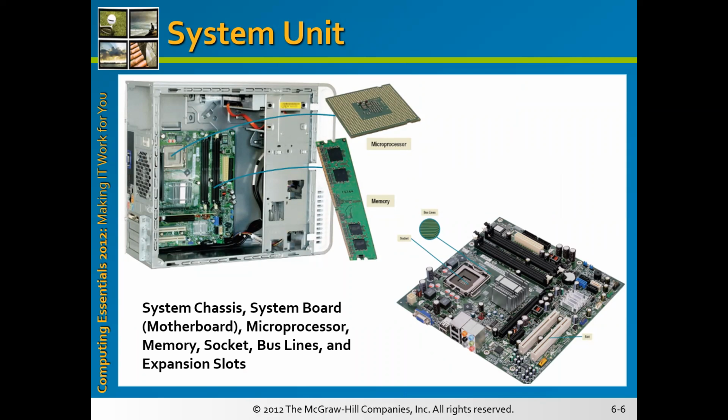System unit. A system unit often contains system chassis, system board, that is a motherboard, microprocessor, memory, socket, bus lines, and expansion slots. Also known as system cabinet, it is a container that houses most of the electronic components that make up a computer system.